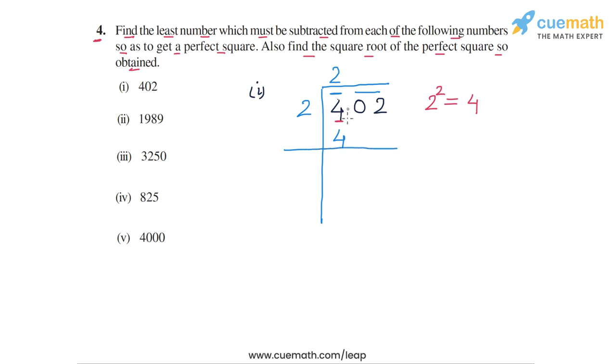Now we subtract 4 and 4 gives us 0, and then we take these two digits 0, 2 and we bring them down, and that gives us 0, 0, 2. So the dividend for the second step is 0, 0, 2, which is simply numerically equal to 2. And what about the divisor? What will be the divisor for the second step?